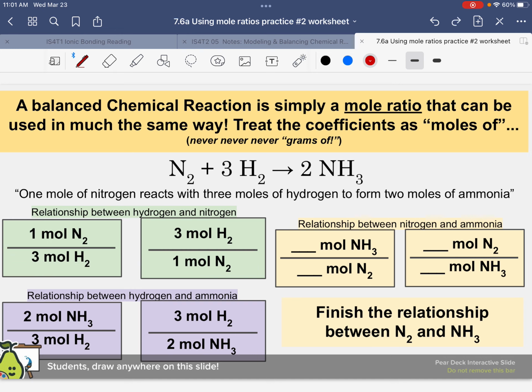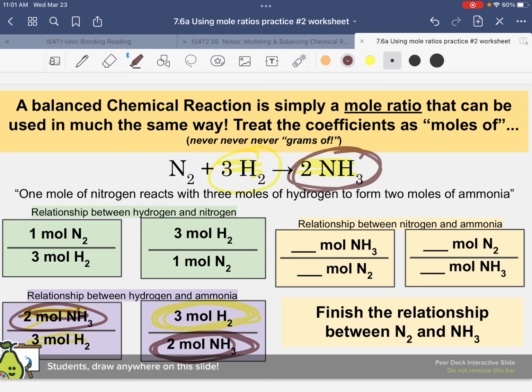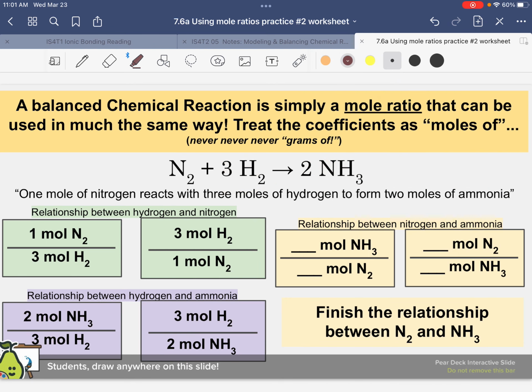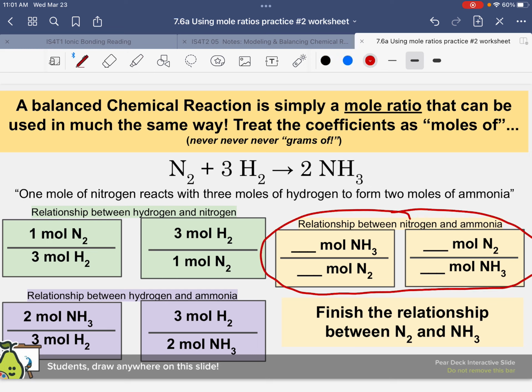I can do the same with ammonia and hydrogen. Notice my numbers: 3 moles of hydrogen react with 2 moles of ammonia, or 2 moles of ammonia react with 3 moles of hydrogen. It's the same thing either way. So take a moment and look at the chemical equation and try to put in the correct numbers for the relationship between nitrogen and ammonia. Pause the video and try that.